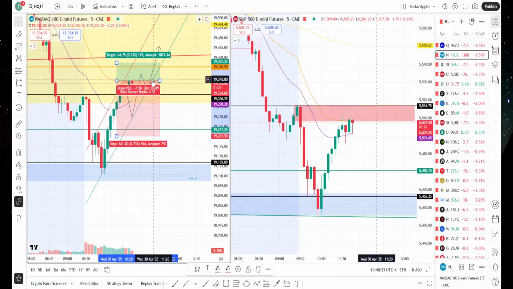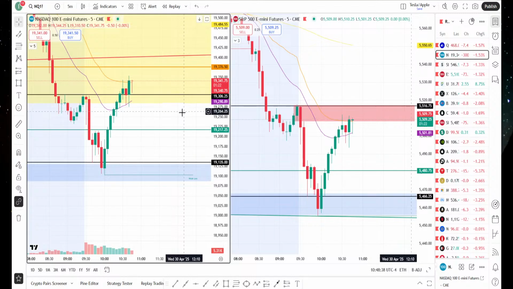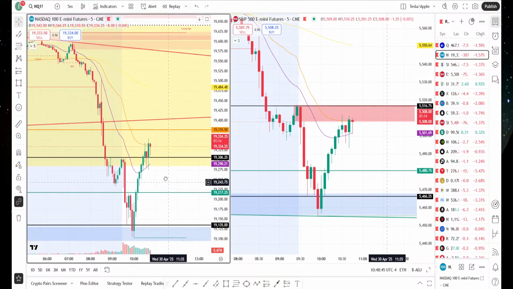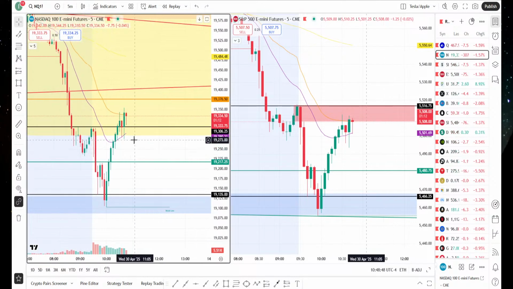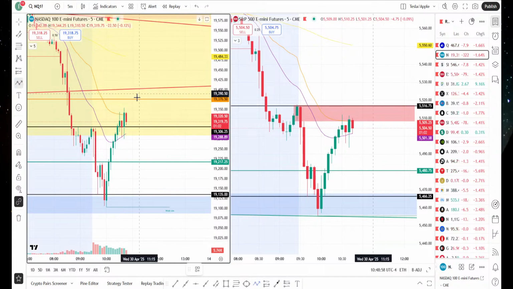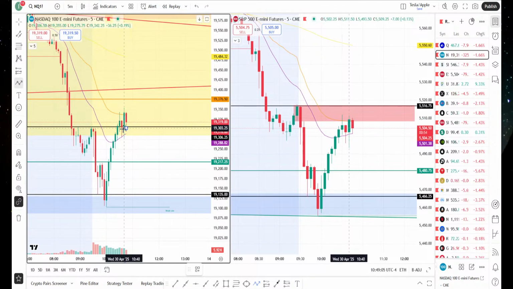Would it make more sense? Let me paint you a scenario here. Right, so let's take all this off. Let's say market now pushes higher right here. Right? Let's say we get a strong push higher. It doesn't even pull back, right? We came from here to here without ever even pulling back. No pullback, straight up.